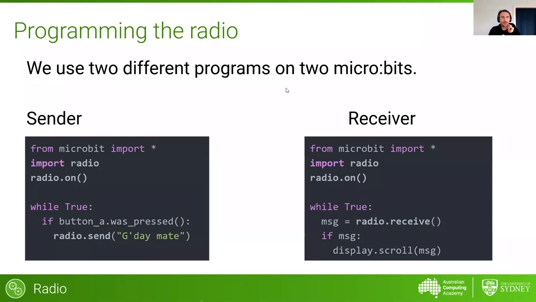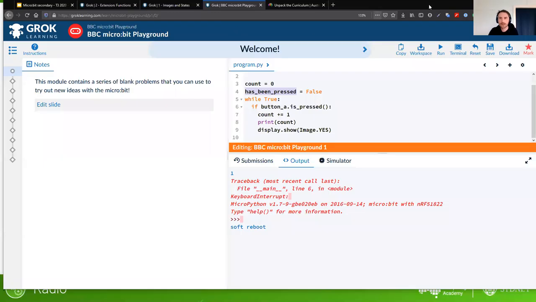So fundamentally, using the radio, we're communicating from one thing to another thing. And so we'll need multiple microbits. On one side, on the left here, we've got a sender, which is just going to send a message after a button has been pressed. And a receiver will just receive that message and then display whatever that message happens to be. So I can give a demo of that, I think.